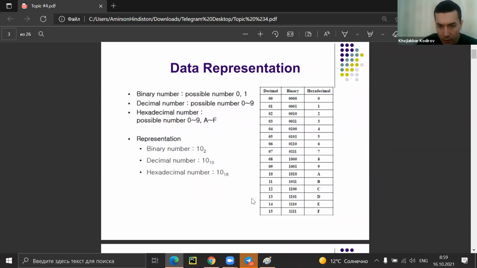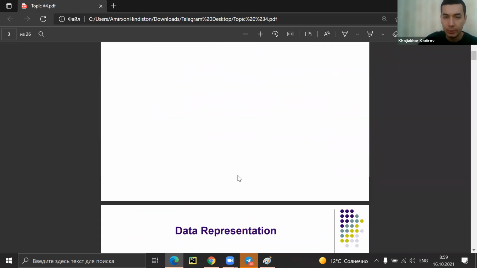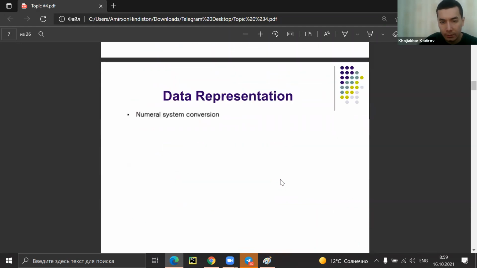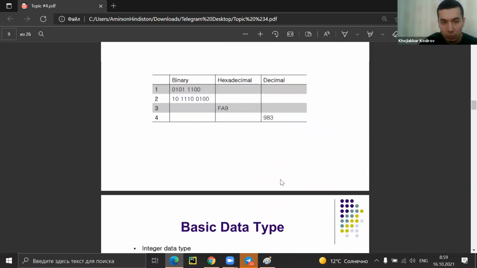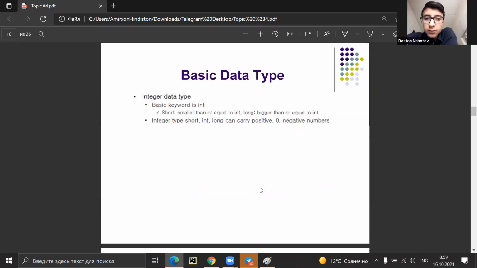Remember this table. I will send the PPT. So review it, it's not difficult, I think. You can just look through and remember all the representations. It will be so helpful for you. Then try to fill this table by yourself at home.